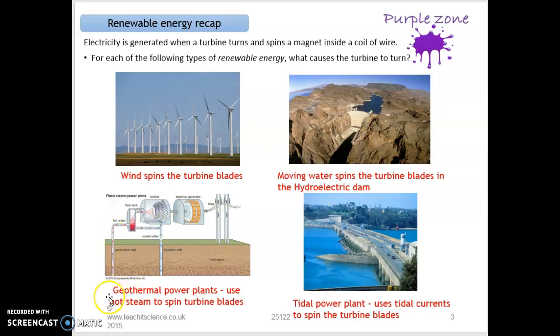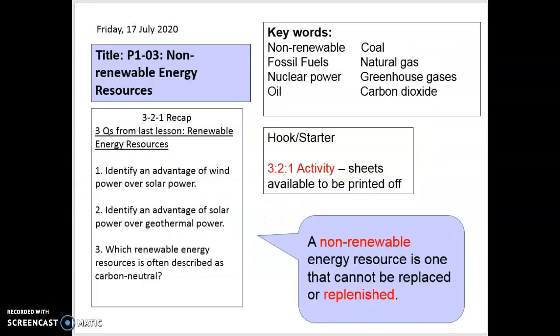In a geothermal plant, we're using hot steam to spin the turbine blades. You can see a cutout there. And in the tidal power plant, we're using the tidal current as it moves in and out with the ebb and flow of the tide to spin those turbine blades. Okay, so that's a quick recap on renewables.